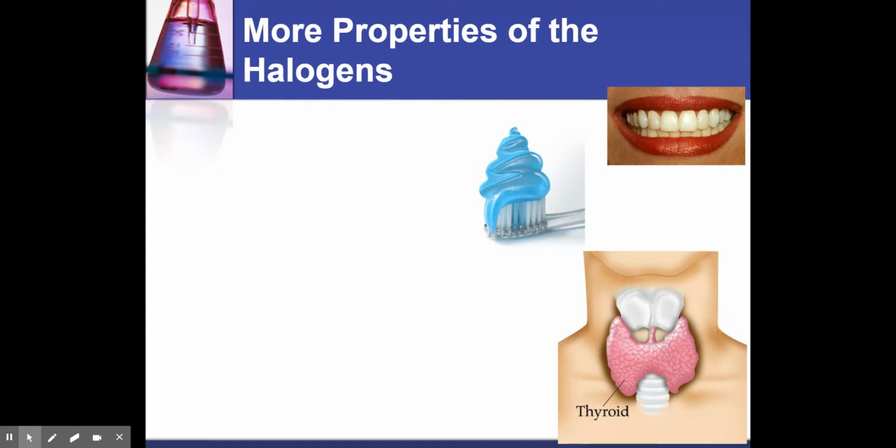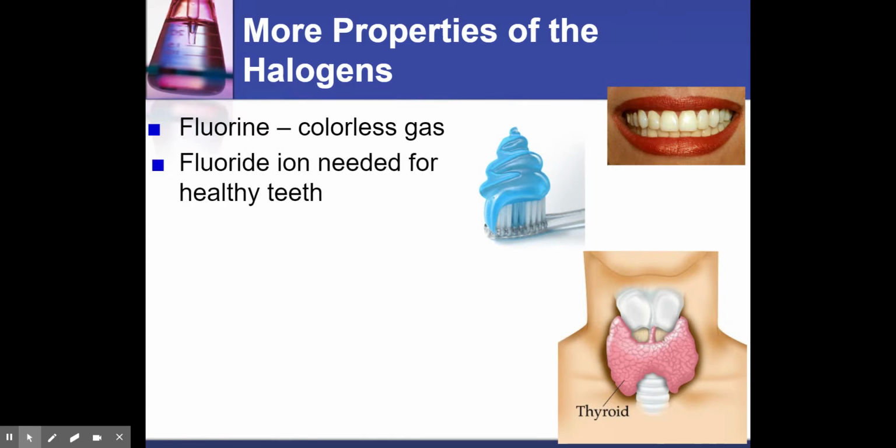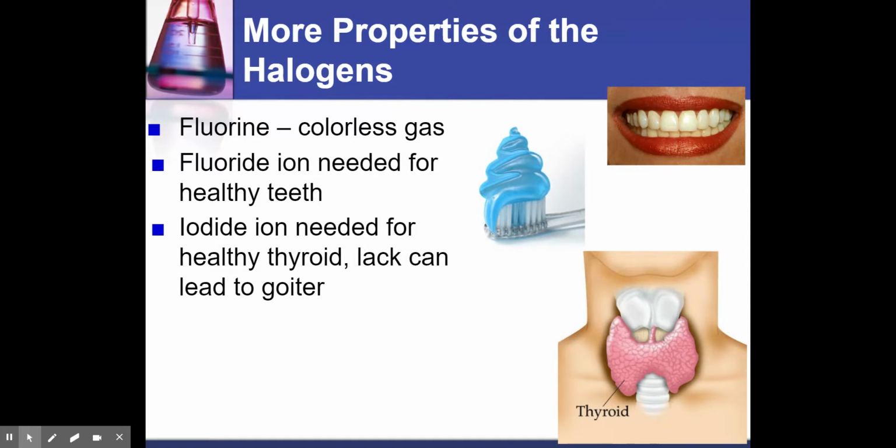Properties of halogens then. Fluorine is a colorless gas, although it's a super nasty gas, not one that you want to come in contact with. But the fluoride ion is something that is necessary. That fluoride ion helps us get healthy teeth. The iodide ion is needed for a healthy thyroid, and if you don't have that, it can lead to what's called a goiter. Basically, the thyroid gland there in your neck will swell up, and it makes a big bulge in your neck.